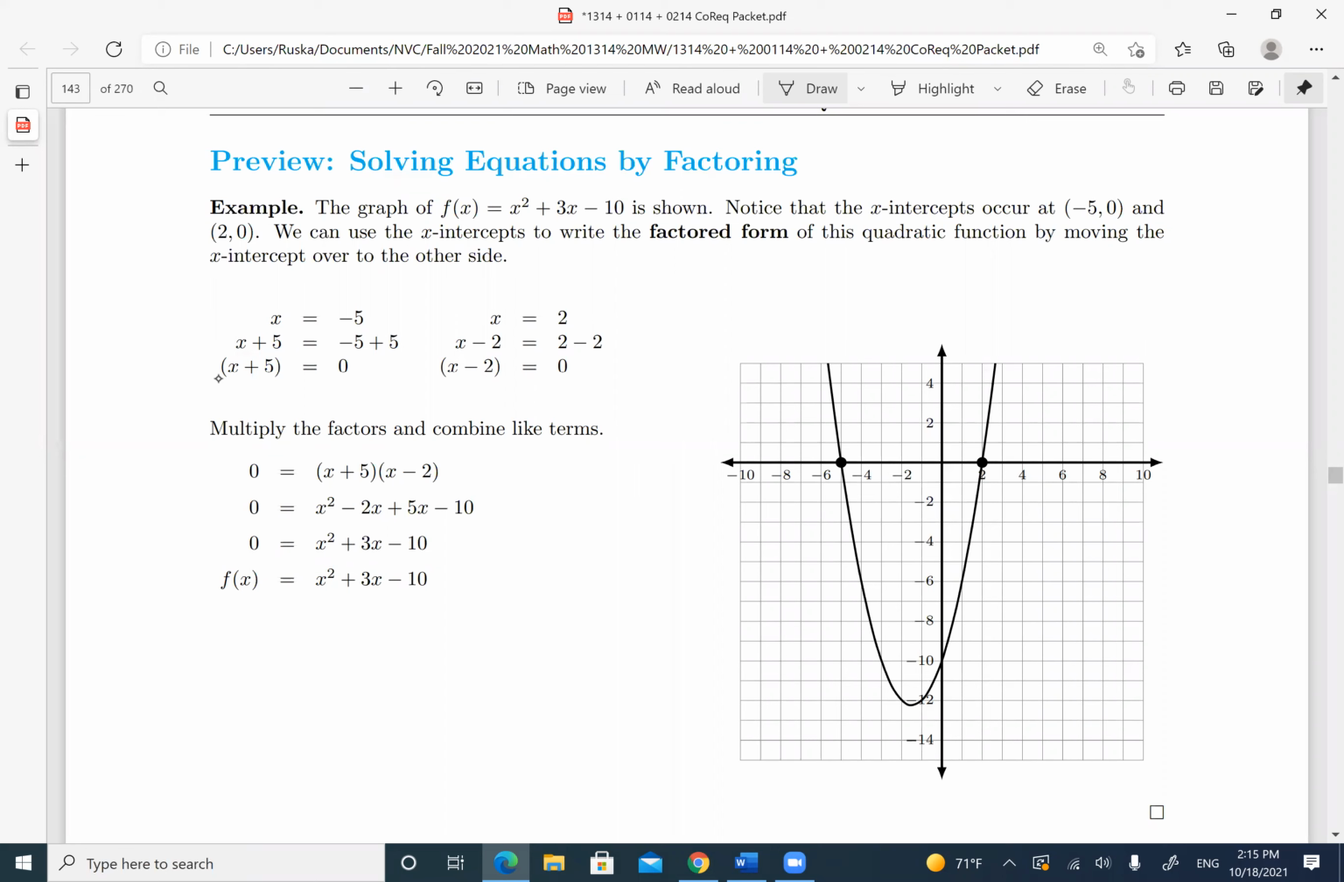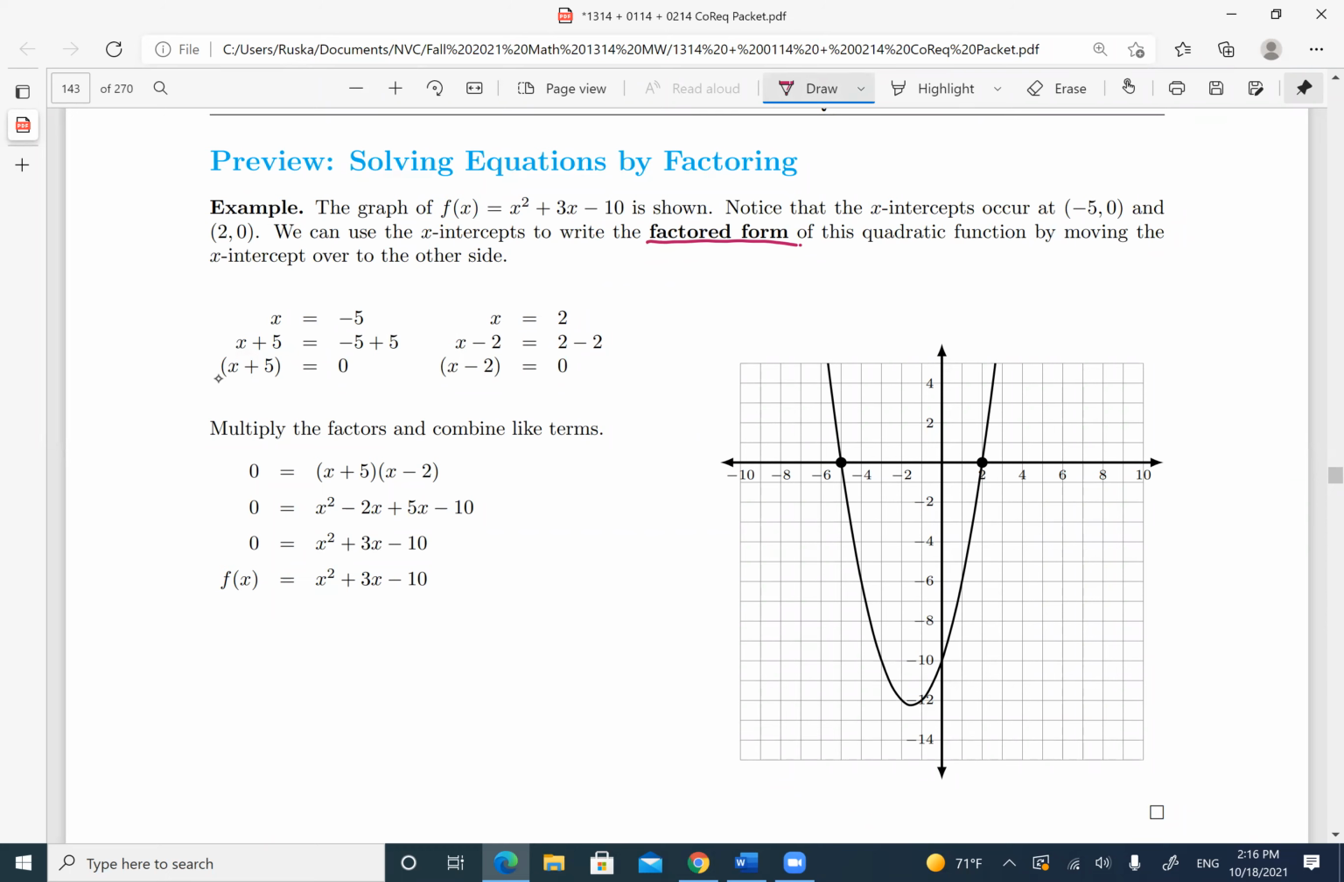Okay, so here's the example we have. They give me the graph of this function, x squared plus 3x minus 10. The x-intercepts are -5 and 2. These are my x-intercepts. We can use the x-intercepts to write the factor form of this quadratic function.